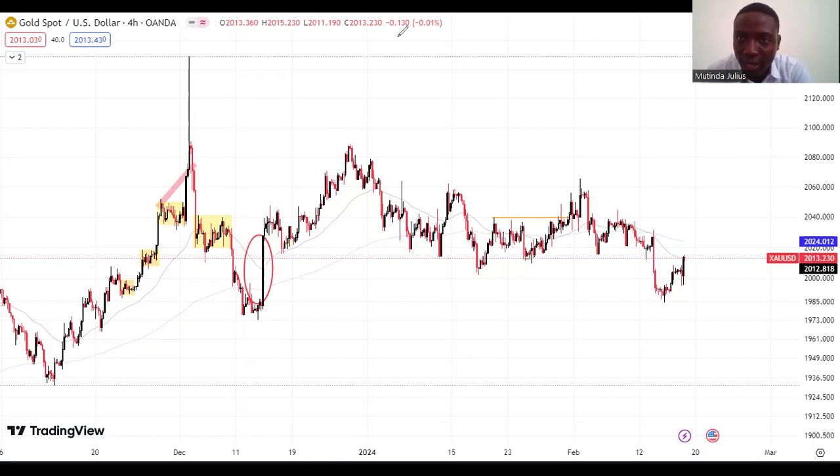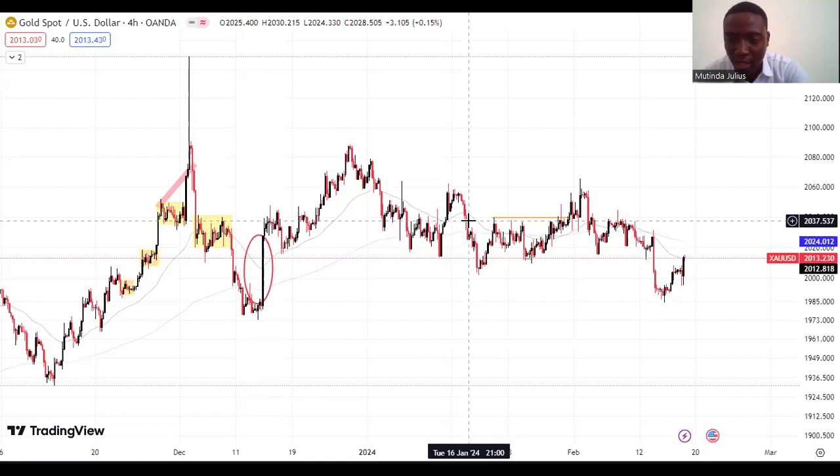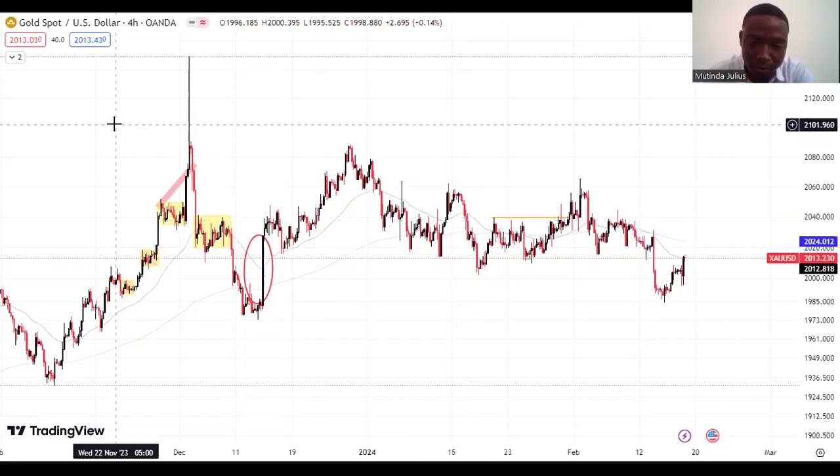So let me just find the channel first. We need to identify a channel within this book that the price is following. This is a 4-hour chart still.